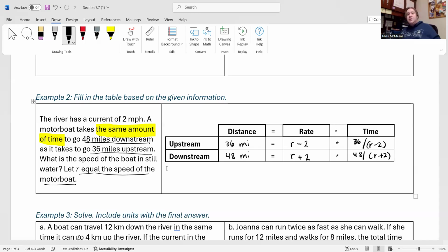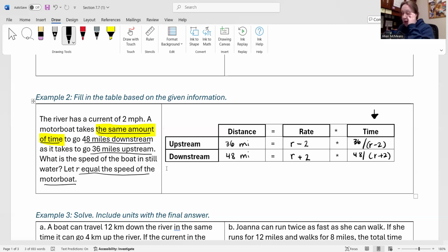Then you're going to use this table to create an equation. For this chapter anyway, we're going to create the equation from the time column of the table. You either have your two times set equal to each other, like what we have here, because we traveled upstream and downstream in the same amount of time, or you could have a situation where you have two individual times that you add and set equal to some number.